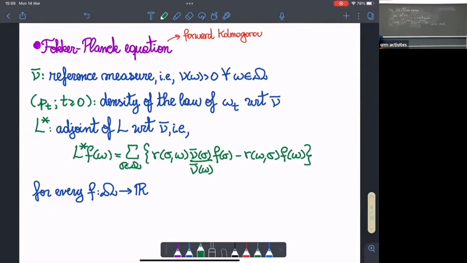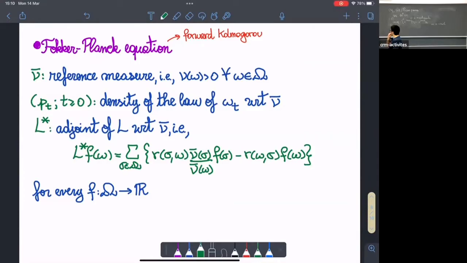And that object satisfies some equations. So what people call the forward Kolmogorov equation and the backwards Kolmogorov equation. The forward Kolmogorov equation is what we call the Fokker-Planck equation, right? And somehow the forward Kolmogorov equation is the most difficult one because it does not involve the generator of your Markov chain or your transition probability matrix in the discrete case. It involves the adjoint of that, and that can be complicated. So let's try to understand that.